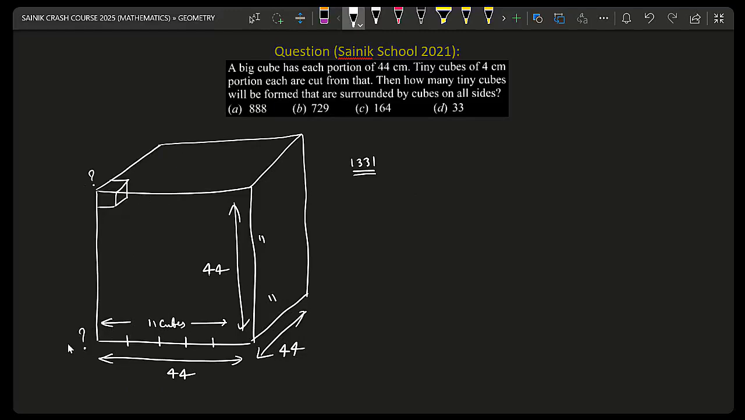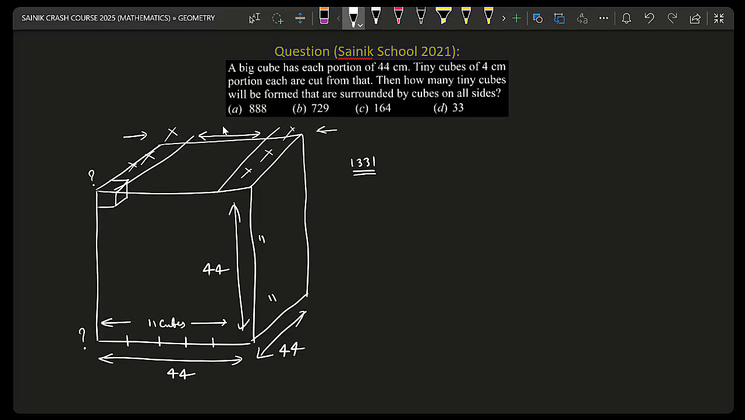That is also not surrounded by cubes on all sides, right? Yes, sir. And at all the corners also no, right? Yes, sir. That means starting from this side and starting from this side, one row is deleted. Starting from this side also one row is deleted. If you delete one row from each side, then in the 11 you have to delete one cube from that side and one cube from this side. That means how many cubes are left inside?